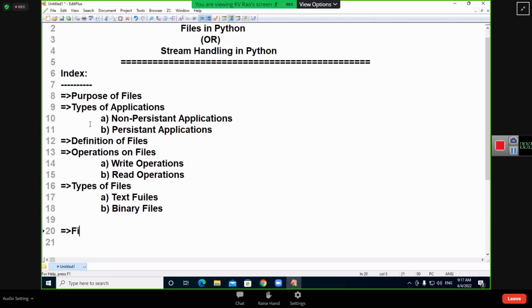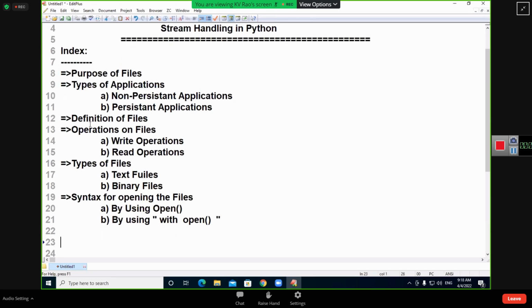Next we are talking about file opening modes, or syntax for opening the files. There we are talking about it by using the open function, and by using with, this is another one, with open.